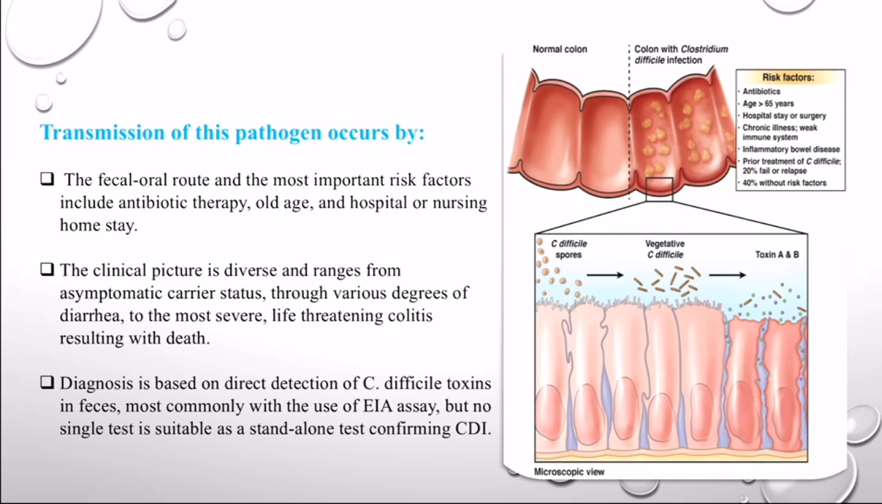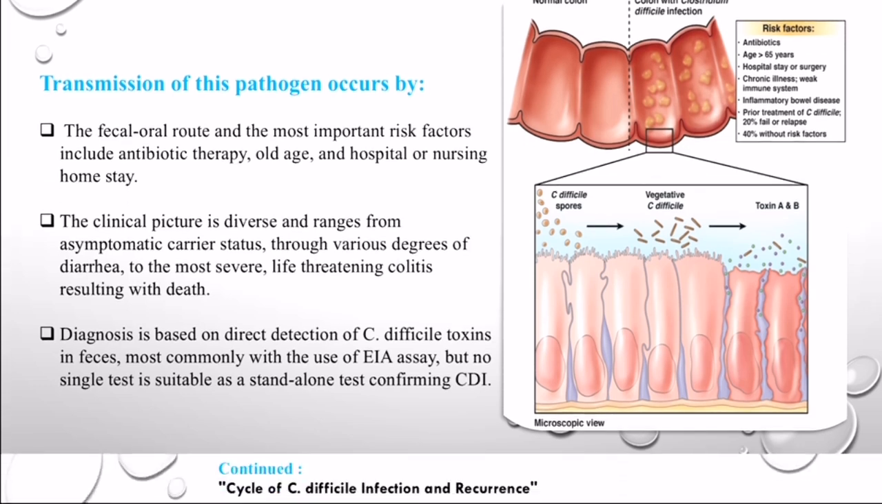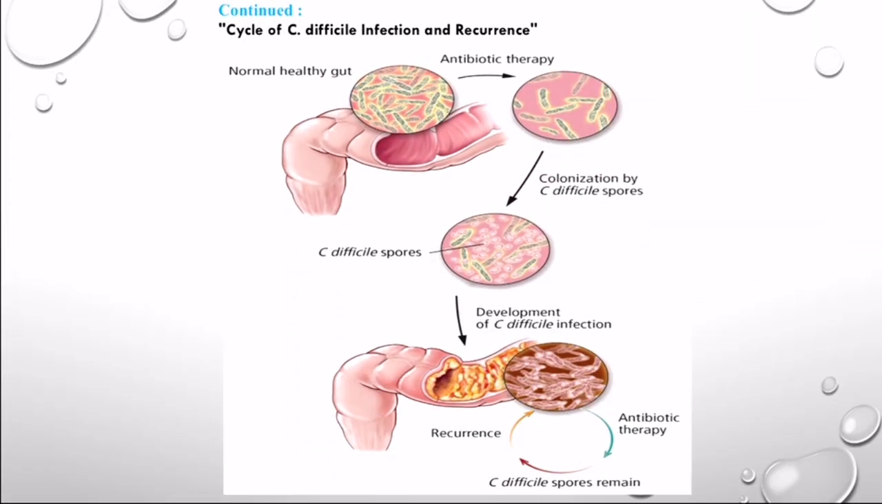resulting in death. Diagnosis is based on direct detection of C. difficile toxins in feces, most commonly with the use of an EIA assay, but no single test is suitable as a stand-alone test confirming CDI. This is the cycle of C. difficile infection and recurrence.